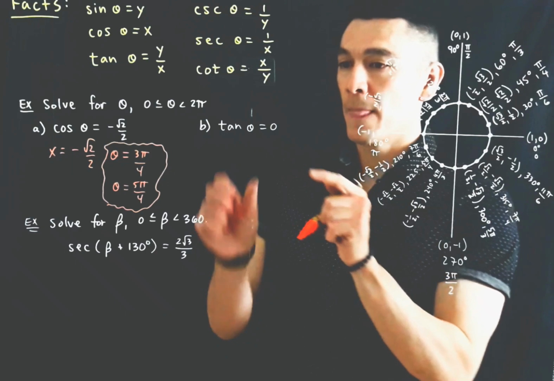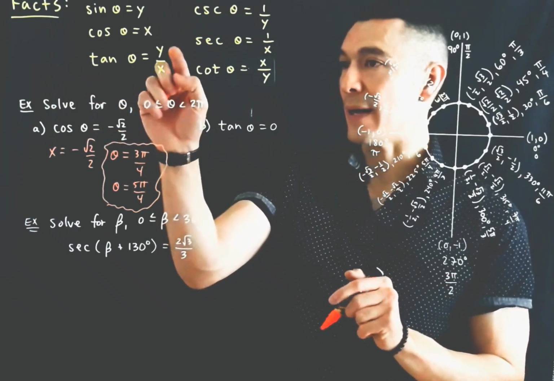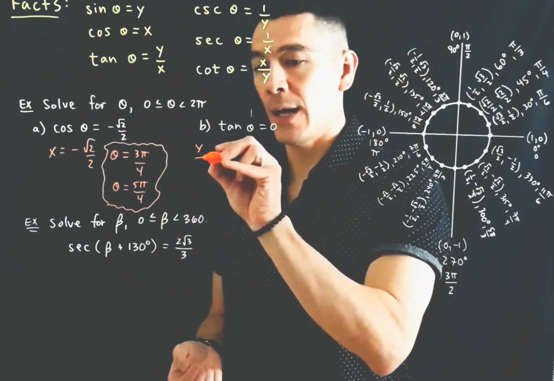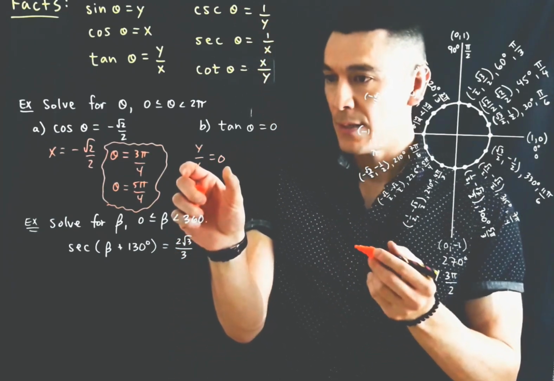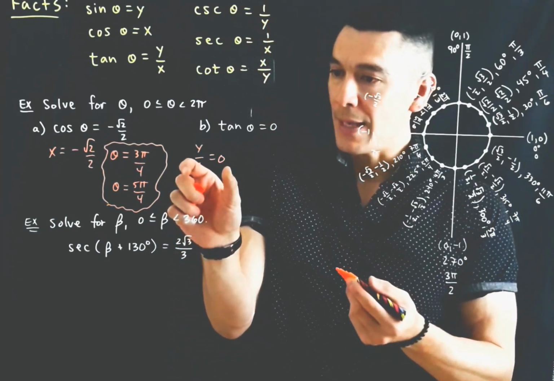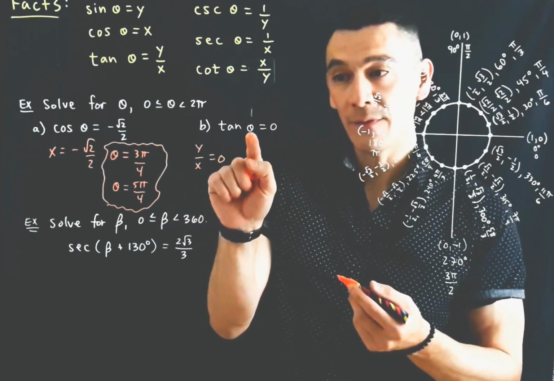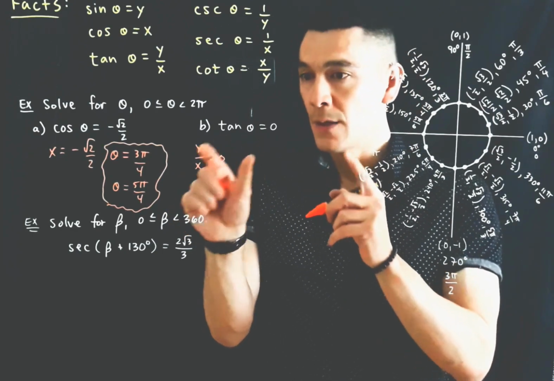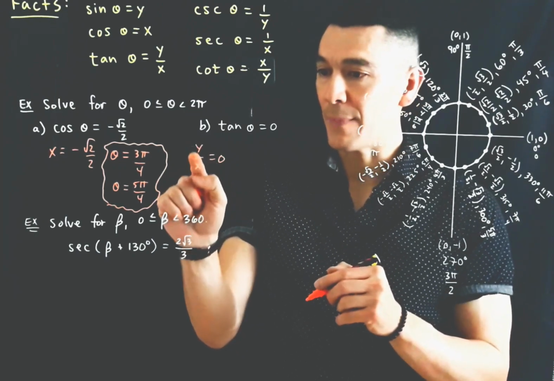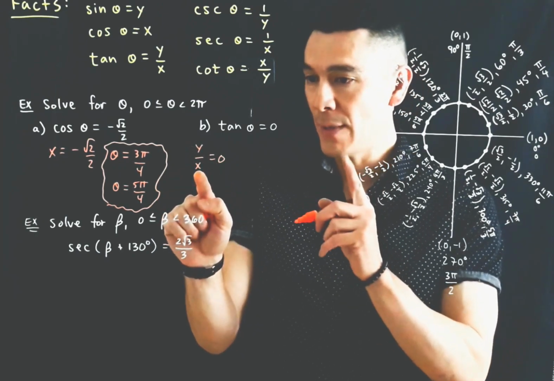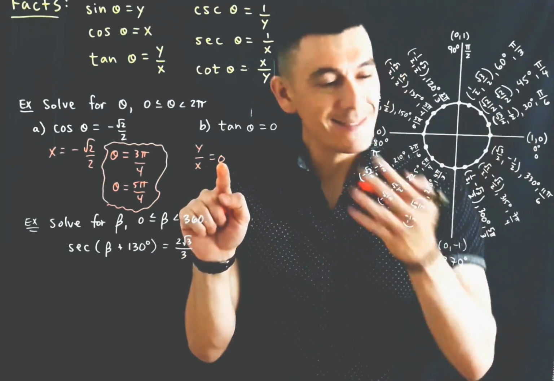Let's try this one here. Tangent of theta can be replaced by y over x. So y over x equals 0. Again, this is just a statement. It describes a relationship, and it will reveal to us the value of theta, which is what you're trying to find. So let's see what this is saying. This is saying y-coordinate divided by x-coordinate. It's supposed to be 0. Where does that happen?